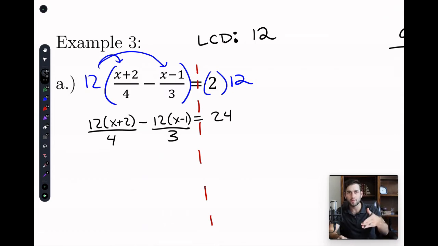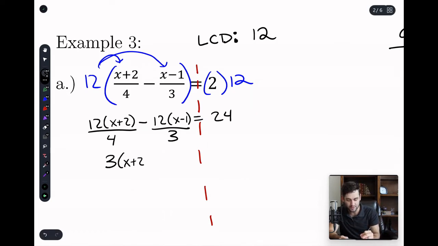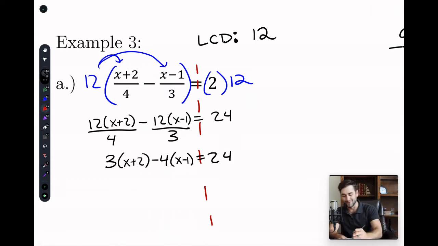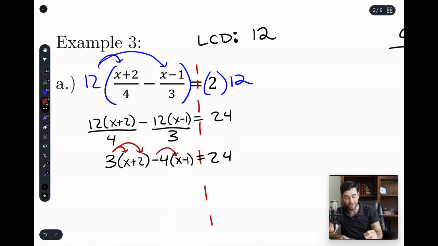That 12 on the top and the 4 on the bottom, you know what 12 over 4 is. 12 over 4 turns into a 3 over 1, or just 3 on the top, right? So we got 3 times (x plus 2) minus, and 12 over 3, that makes sense, turns into 4 times (x minus 1) equals 24. All right? So now we got to do what we just did in the last problem where we distribute. I'll go a little faster since we've already done this once. 3x plus 6 minus 4x plus 4 equals 24.